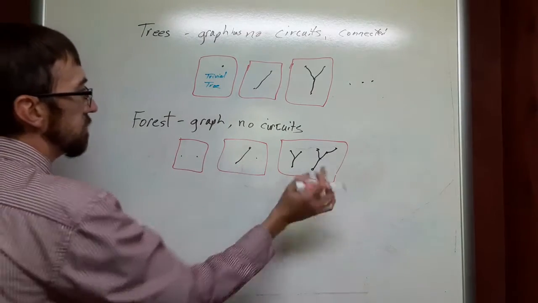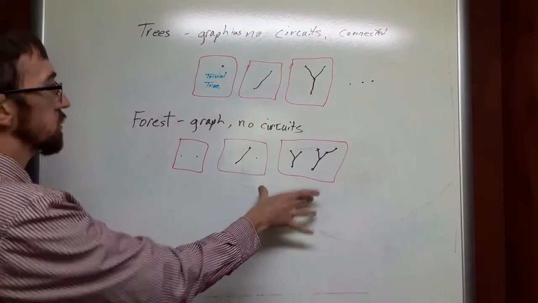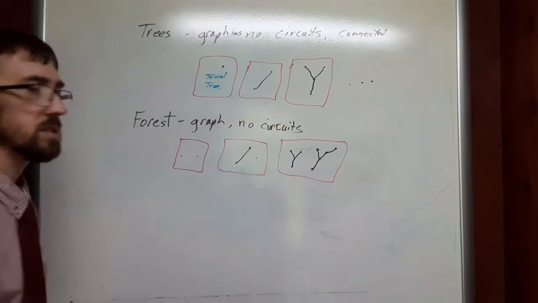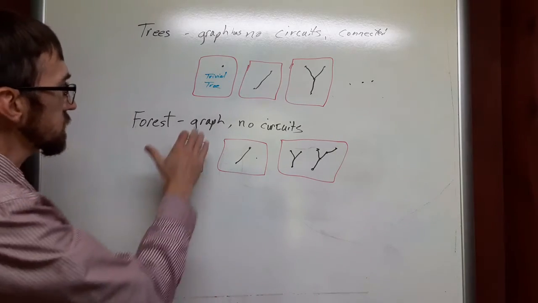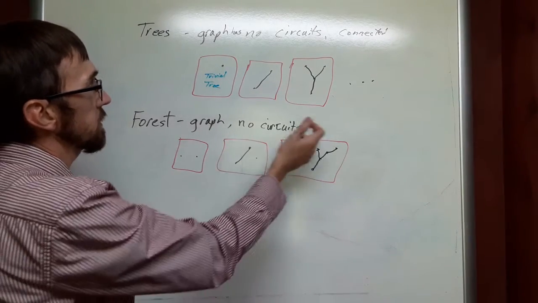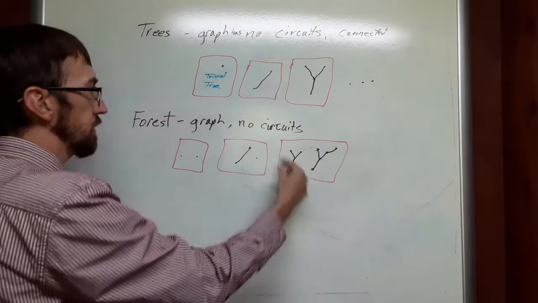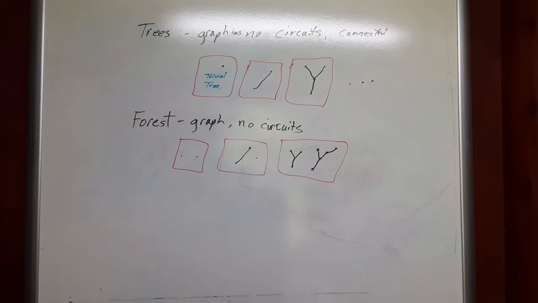Each of these in the boxes are our graphs. Forests are graphs that are composed of trees. So that to me makes perfect sense. So it's a graph, there's no circuits, but it's allowed to not be connected. So this whole thing is one graph and it's two trees.